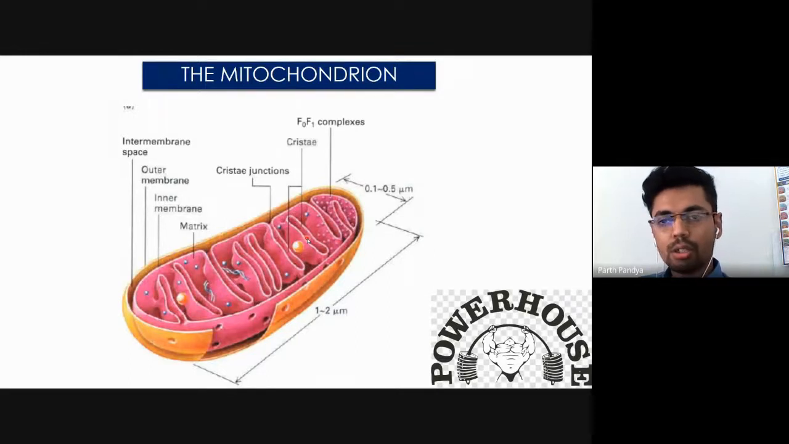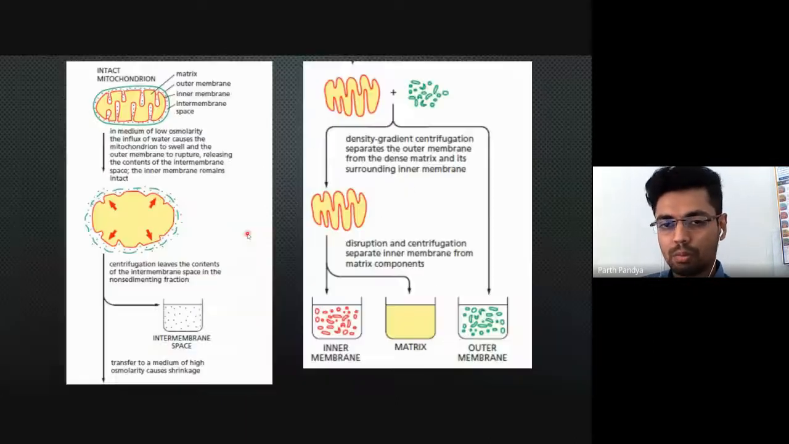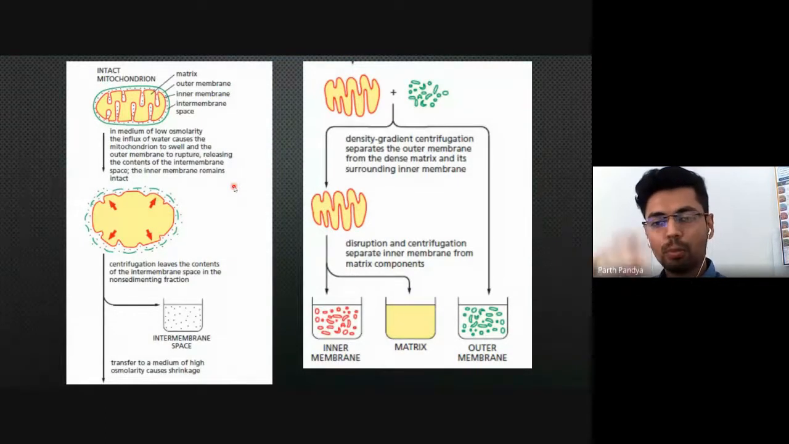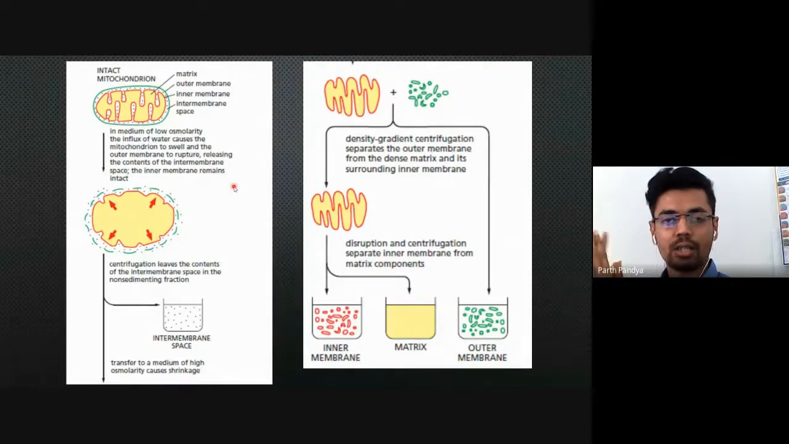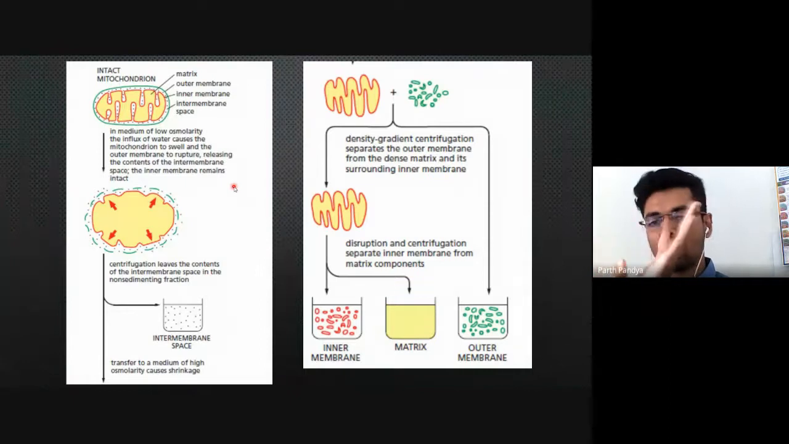Out of all the organelles, the mitochondria is considered to be the powerhouse of the cell. The name itself suggests that it is providing the energy to the cell. This mitochondria can be stained with the help of a stain called Janus green stain. How did scientists come to know that it has an outer membrane, an inner membrane, an intermembrane space, and a matrix?